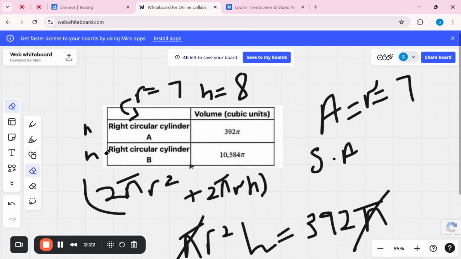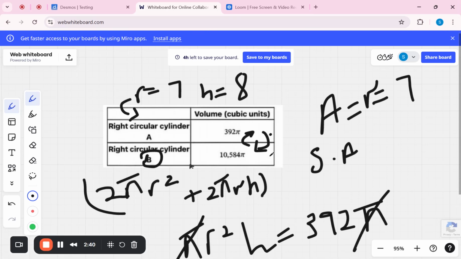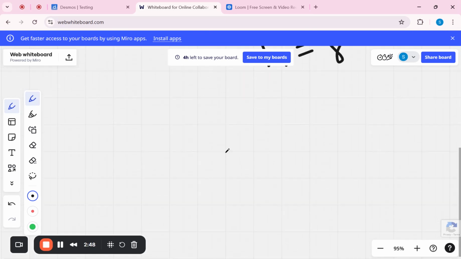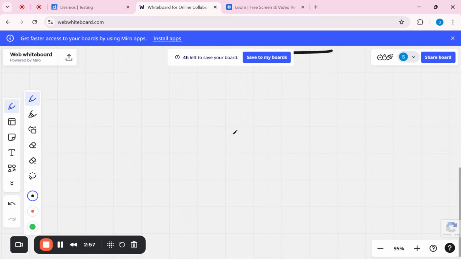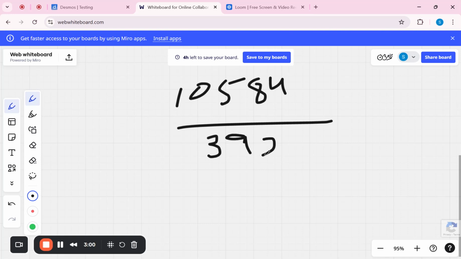Now, how are we going to find the radius and height of cylinder B? I don't have the whole question, but I have the data only. In the question, they stated that they both are similar to each other. Similar means that the larger one is multiplied by a constant k. We don't know that constant, but we can find it by simply dividing 10,584 by 392, which is equals to 27.